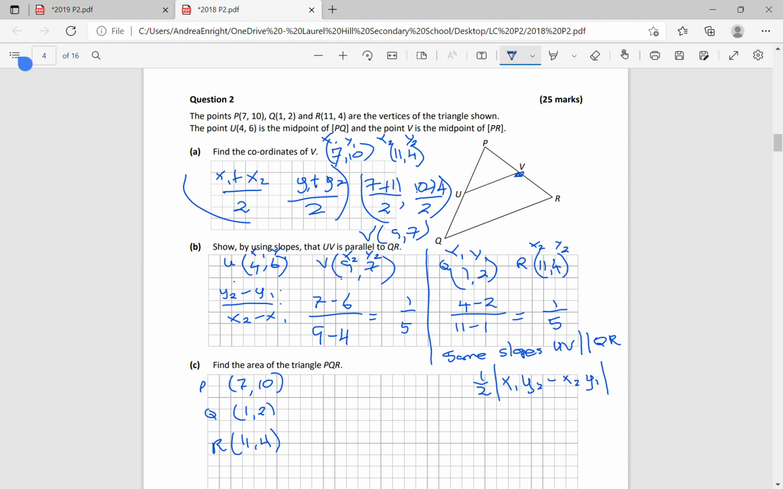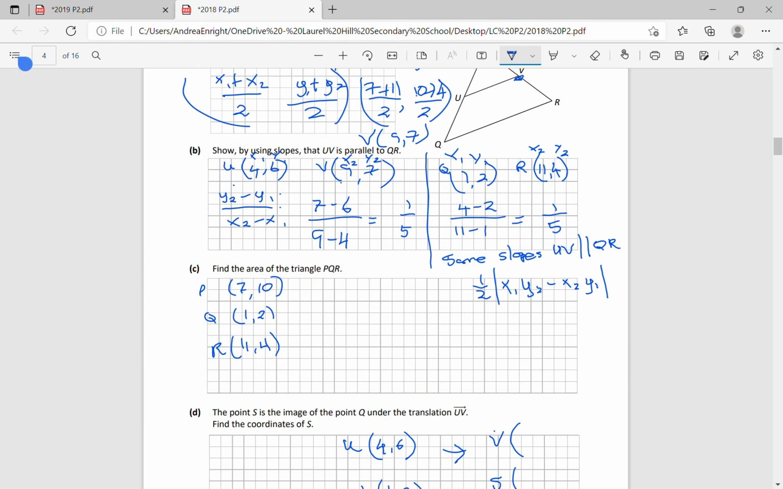Okay, then it says find the area of the triangle PQR. Right, okay, so there's my 3 corners. One of them has to be 0, 0. So you move one of them onto 0, 0. Which one? Your choice. So I'm going to move the top one onto 0, 0. Right, so then you look at the x. So the x here is 7 and it went to 0. So that's take away 7. So take away 7 off Q of the x here and you get minus 6. Take away 7 here, you get 4.